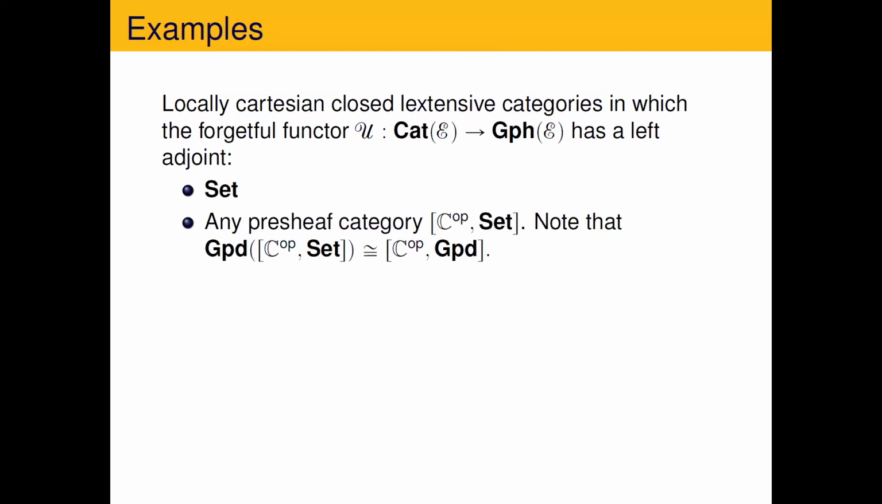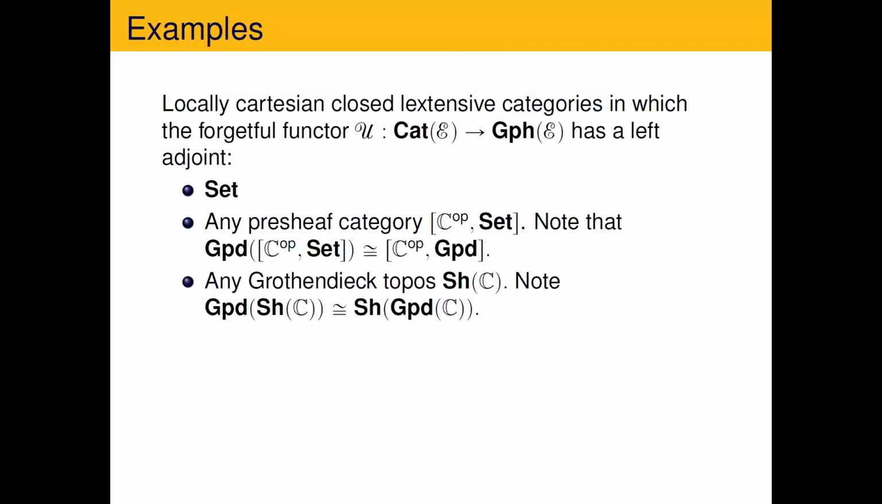We can also do this for any pre-sheaf category. By noting that the pre-sheaf construction commutes with the groupoid construction, we get an indexed version of type theory, in which our types are indexed by some other category. So you're lifting the first example of types into an indexed version of this.